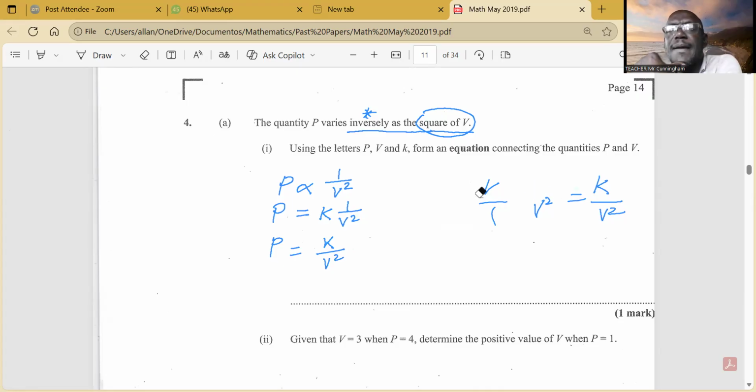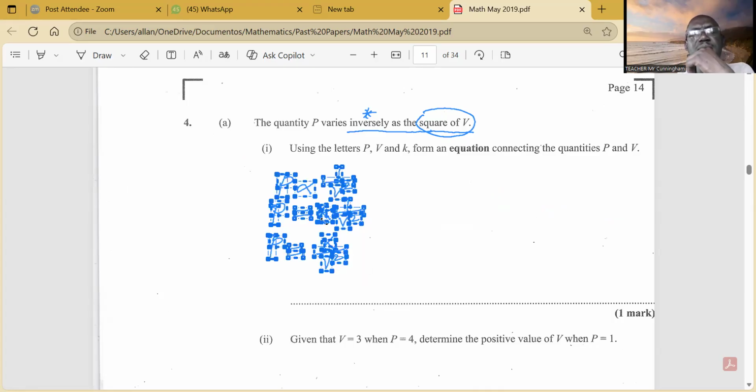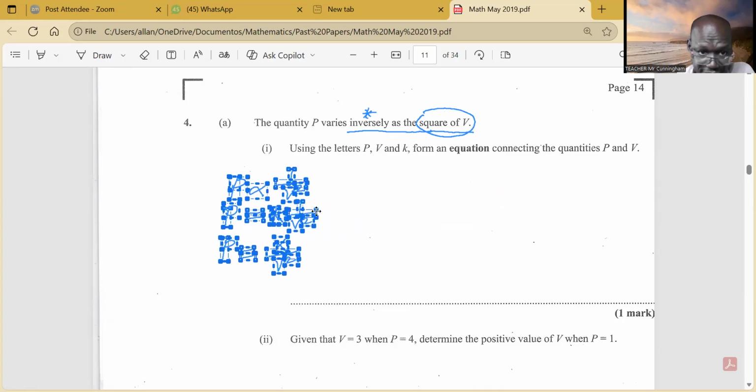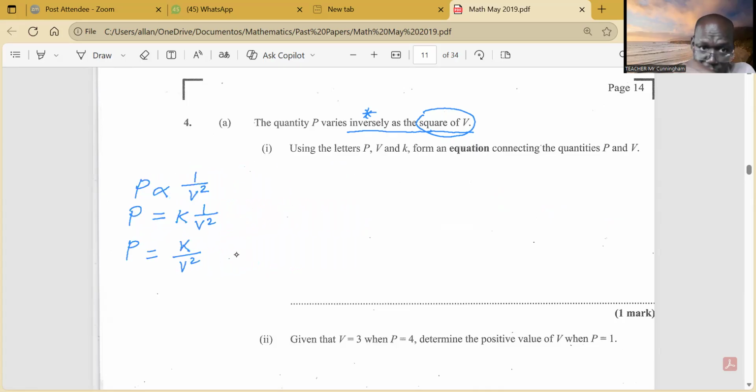Okay, Kyla? Yes, sir. All right. So now that we have that aspect, which is good, we could try to go about answering our question. But let's just move this a little to the left. So that's 1 mark. Let's erase all this. That's the 1 mark. We found our equation, which is P equals K over V squared.